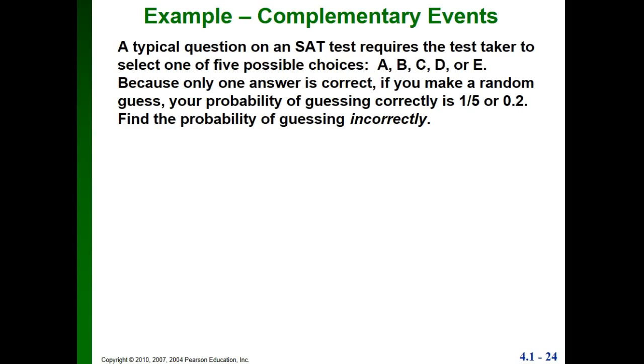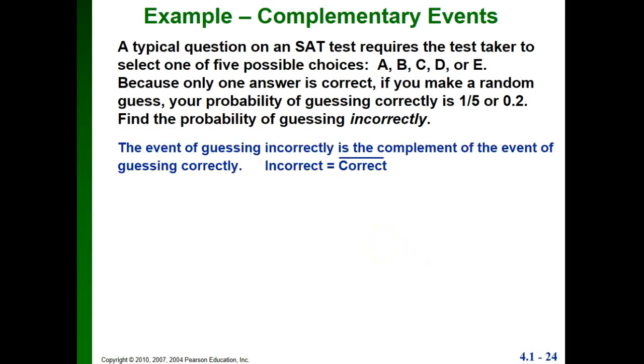An example of complementary events is that a typical question on an SAT test requires the test taker to select one of 5 possible choices, A, B, C, D, or E. Because only one answer is correct, if you make a random guess, your probability of guessing correctly is 1/5 or 0.2. The probability of guessing incorrectly is the complement of the event of guessing correctly. So incorrect is the complement of correct.